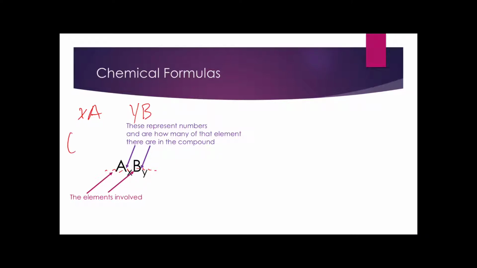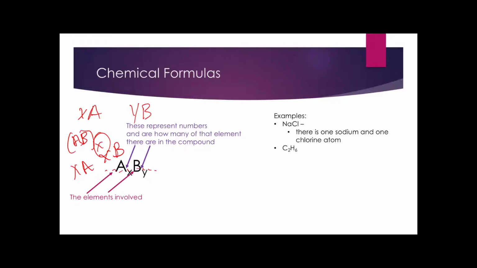Unless it's in parentheses, so say I had A, B, and then X. If I have it in parentheses, that means I have X amount of A and X amount of B. Only in parentheses does the number distribute, just like in math. A few examples here. Let's say we have sodium chloride, NaCl. That means we have one sodium and one chlorine atom. C2H6: there are 2 carbon atoms and 6 hydrogen atoms.